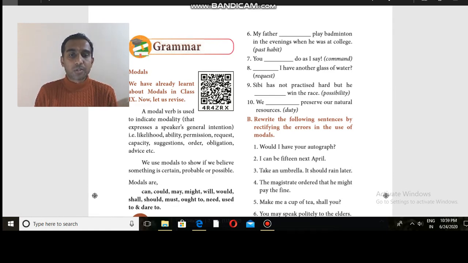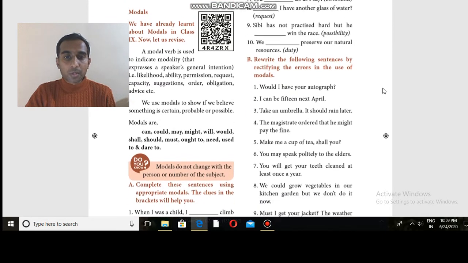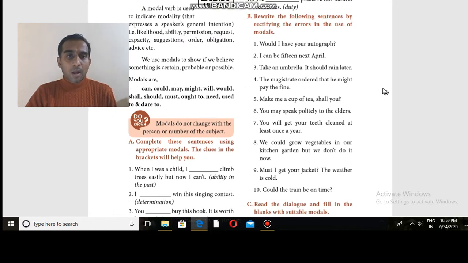Now, modals are, as you can see in your textbook, all the 13 modals which I already told you: can, could, may, might, will, would, shall, should, must, ought to, need to, used to, and dare to. So these are the modals which you are going to learn. Now you're going to see how you're going to use them in your sentences. For that, there are a few examples given there. As you fill in the correct answer, you'll come to know what it really means.